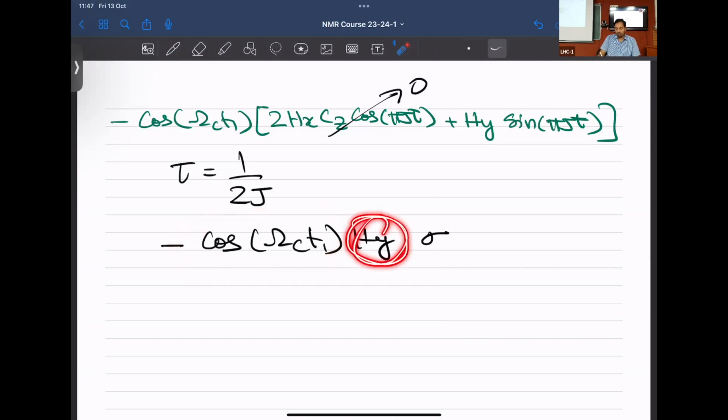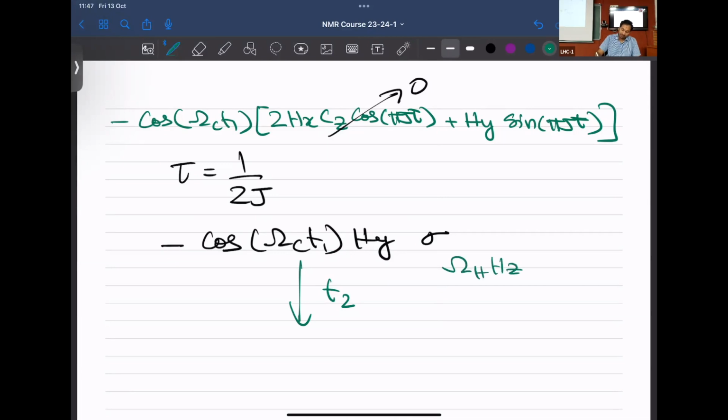And when you end up acquiring the direct dimension, let's do the next step also, which is T2. In T2, what all are going to exist? You're going to have omega H HZ, omega C CZ, pi J HC, 2 HZ CZ. These are the terms that will exist. If you end up decoupling, this will not evolve. You are making sure that evolution is nullified by decoupling.